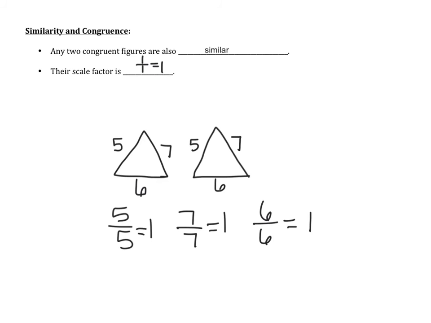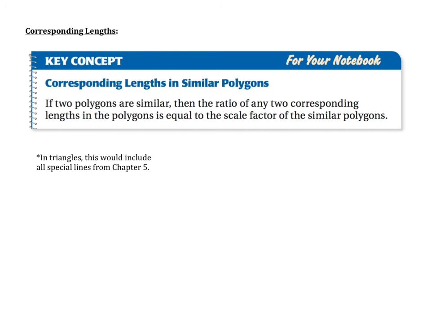So again, if you are told that two figures are congruent, then they're also similar, and their scale factor is just simply 1. And here's a key concept when it comes to corresponding lengths in similar polygons. If two polygons are similar, then the ratio of any two corresponding lengths in the polygons is equal to the scale factor of the similar polygons.